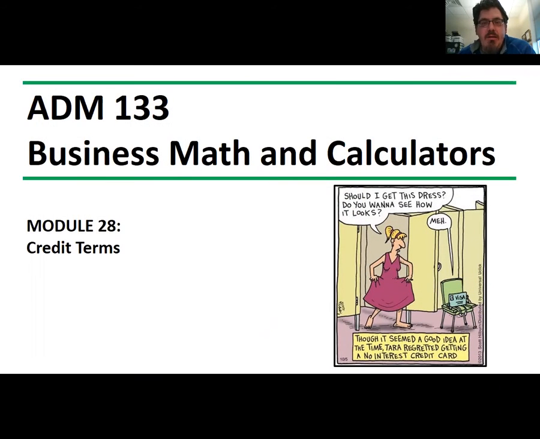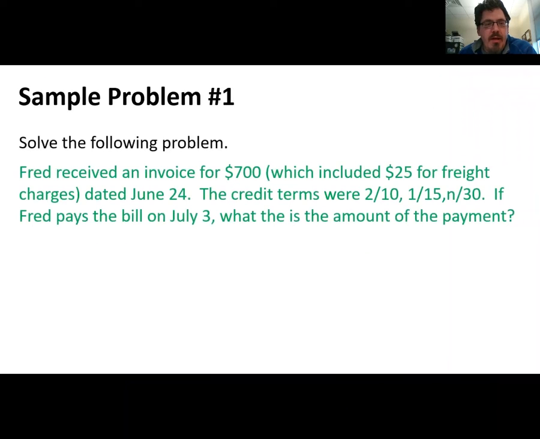Alrighty, so let's go ahead and jump into our first problem. It is a word problem. It says this: Fred received an invoice for $700, which included $25 for freight charges, dated June 24th. The credit terms were 2/10, 1/15, and net 30. If Fred pays the bill on July 3rd, what is the amount of the payment?